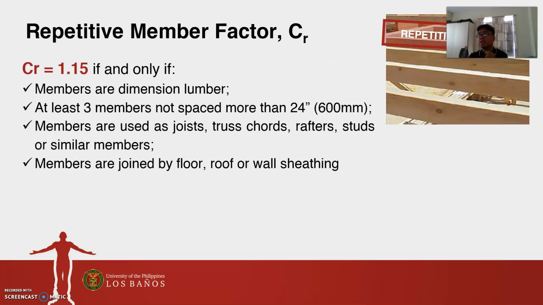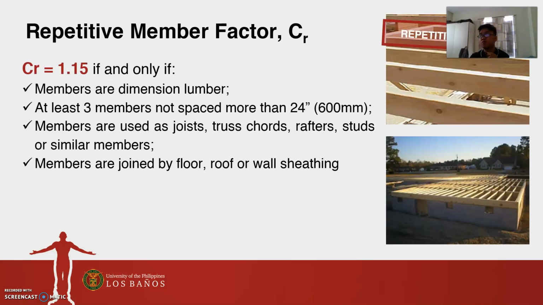Next is the repetitive member factor. Before I explain the provisions, kindly look at this slide here. This is an example of a repetitive member. If indeed we conclude that the member is repetitive, then CR equals 1.15. Otherwise, CR equals 1. So how can we know? When does a member qualify for the repetitive member factor? You have to satisfy all of these provisions here.